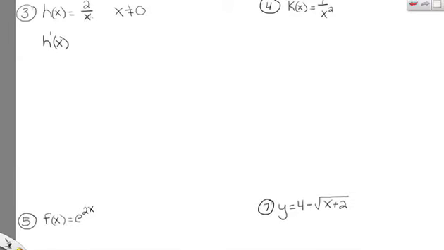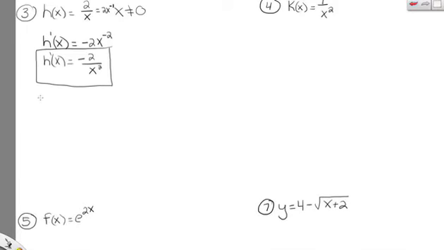And I'm going to do this not as a quotient, but I'm going to do it as a negative exponent. So I'm going to kind of think about this problem as being 2x to the negative 1. So then my derivative is going to be negative 2x to the negative 2, or negative 2 over x squared. So there's my derivative.